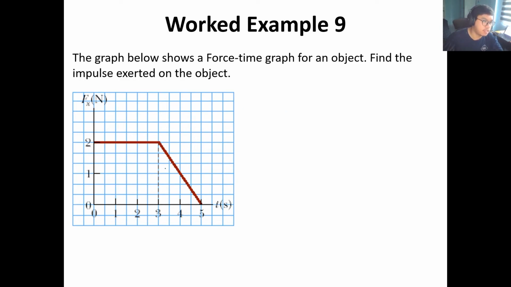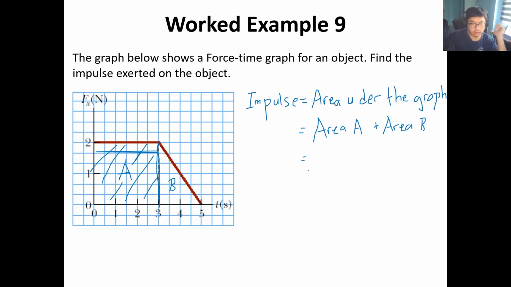Now the graph is a trapezium. You can just straight away use the area of a trapezium, or you can divide this graph into two different areas. So area A, which is a rectangle, and area B, which is a triangle. So you can just divide them into two. This is what I'm going to use as my working method, right? So it's area A, which is the rectangle, plus area B, which is the triangle.